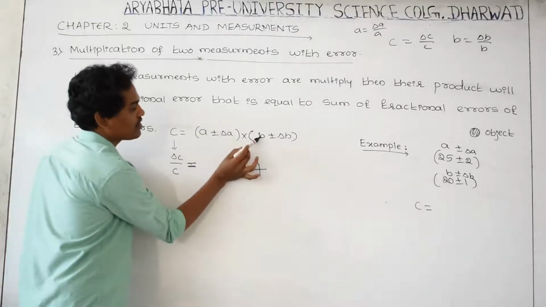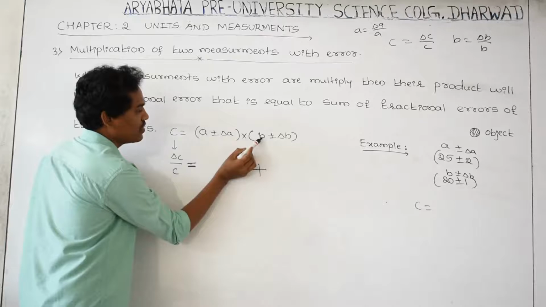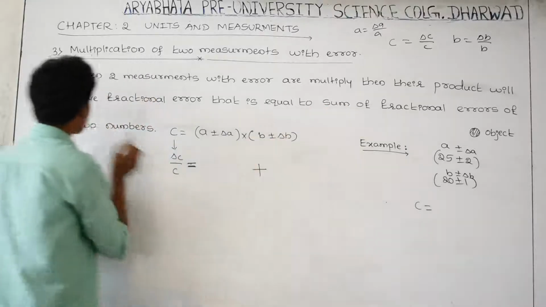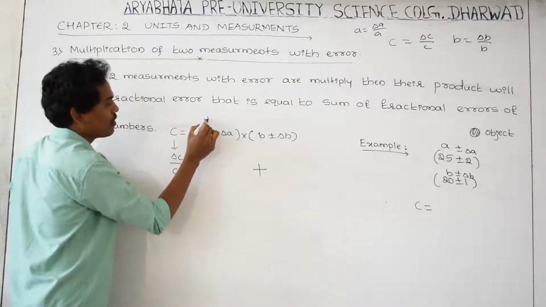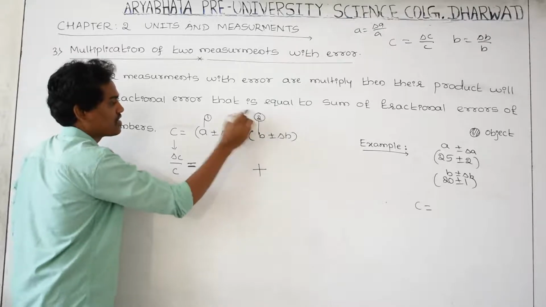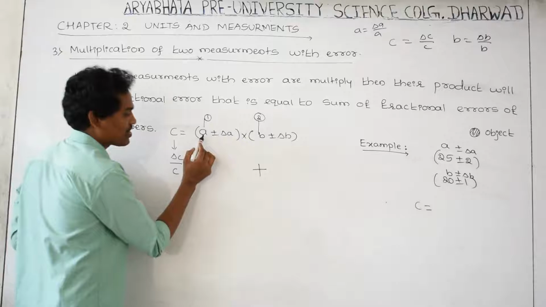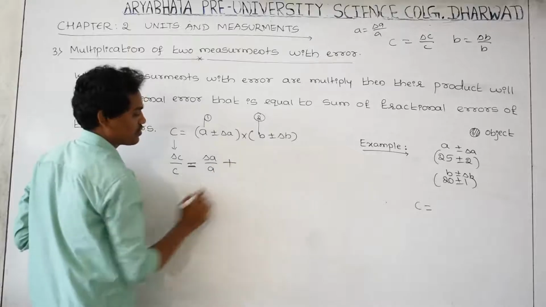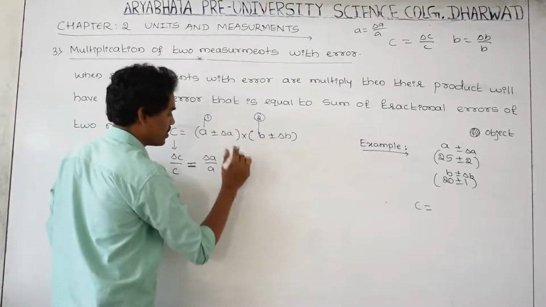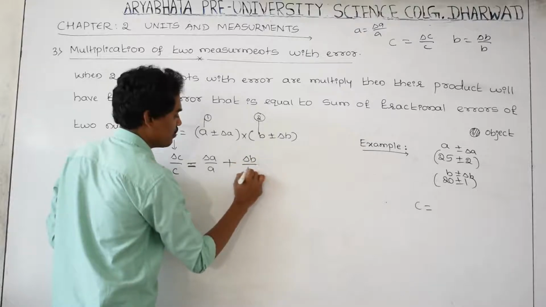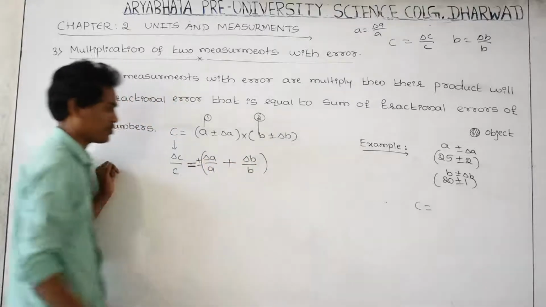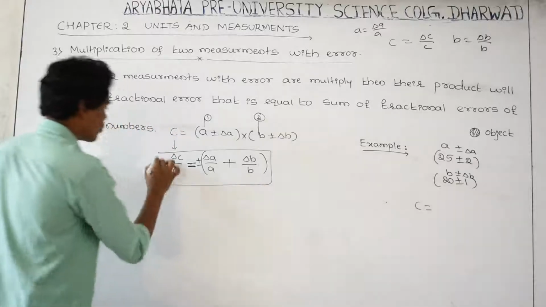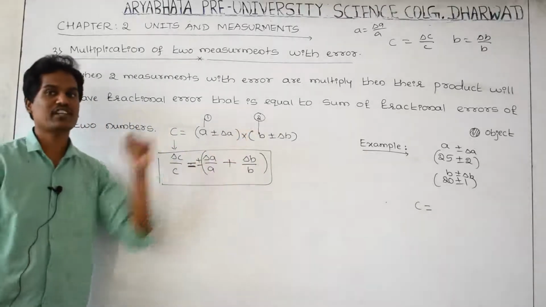What is the number? This is the number and this is the number. Sum means the positive fractional errors of two numbers. This is one number and this is the second number. Measured value is nothing but a number. Then what is the fractional error of this one? Delta A by A, and sum means plus. What is the fractional error of this one? Delta B by B. This is plus or minus. This is the meaning, and this is the way how we have to find out when you multiply two measurements which have errors.